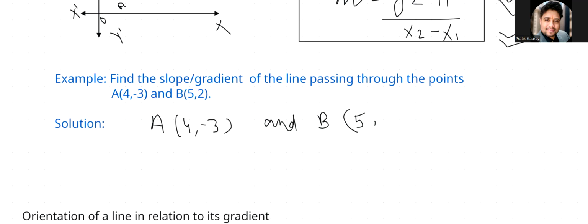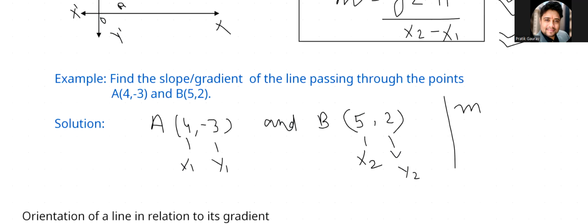So what will we do? Let us take this one as x1 and this as y1, and B will be x2 and this is y2. Let me write it again. Now we just put the formula here. So M is equal to y2 minus y1 divided by x2 minus x1.